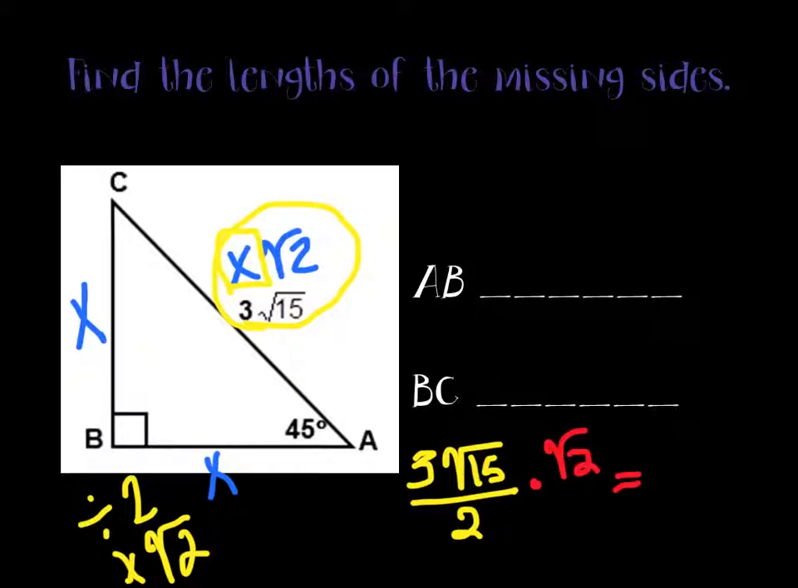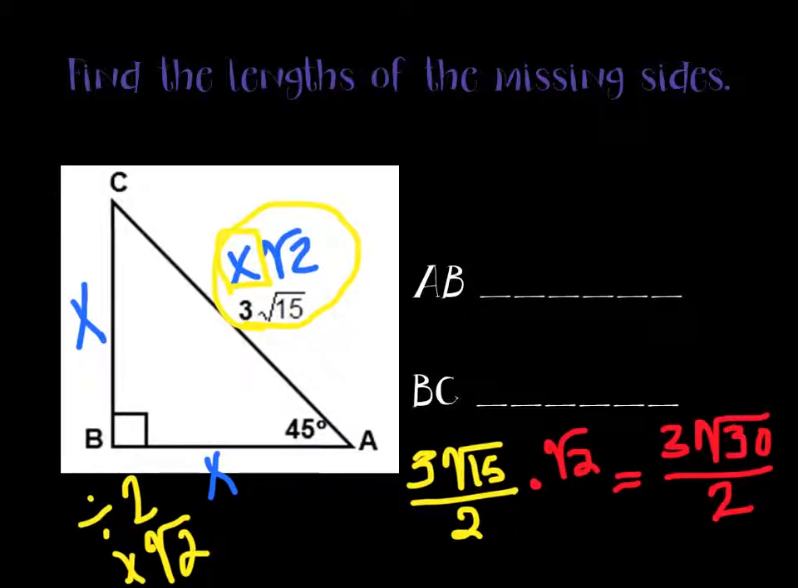3 can't multiply by the square root of 2, but the square root of 15 and the square root of 2 can be multiplied together. 15 times 2 is equal to 30. So we have 3 square root of 30 divided by 2. The square root of 30 doesn't simplify down, so that's our value of x. It's pretty funky looking, but that's our answer.